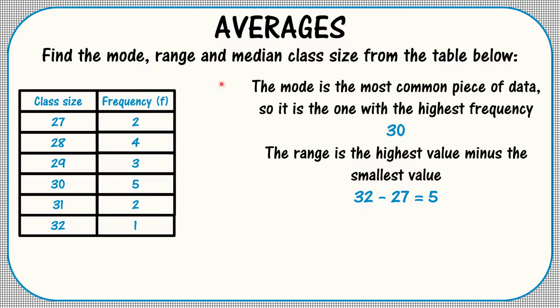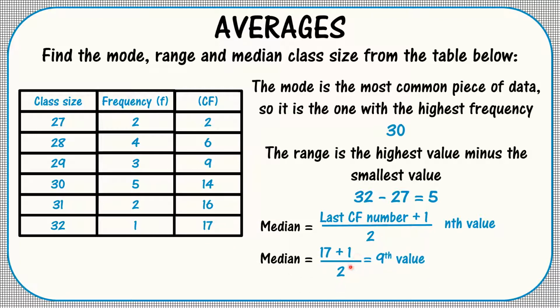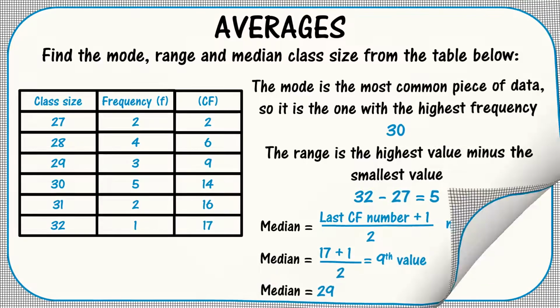And the final one, which is median. Remember, for the median, we need a running total. So to get that running total, we use a cumulative frequency. Again, the median is the last cumulative frequency number plus 1 divided by 2. So 17 plus 1, which equals 18. 18 divided by 2 is equal to 9. Therefore, we are looking for the 9th value. So we will say that the median is equal to 29.